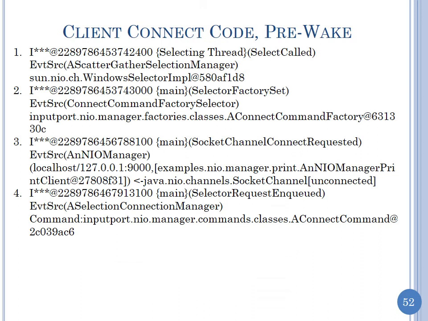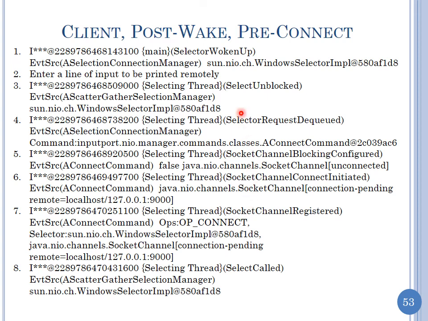And let's see what happened in the client. Like the server, it invoked the select call in the selecting thread. And as in the server, the main method set factories. In this case, the connect command factory was set, and it makes the connect call. That registers the connect command, and that gets put in the queue. In fact, this was enqueued, so this is the request, and this is the enqueuing, okay, and then it wakes up the selector.